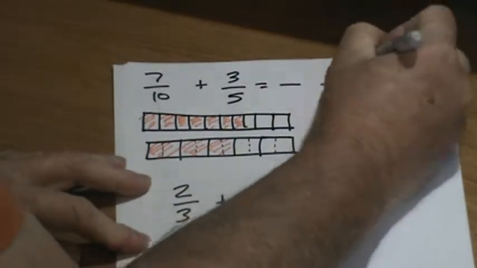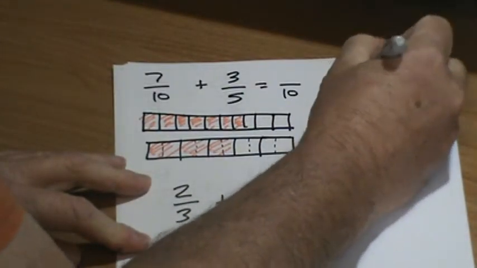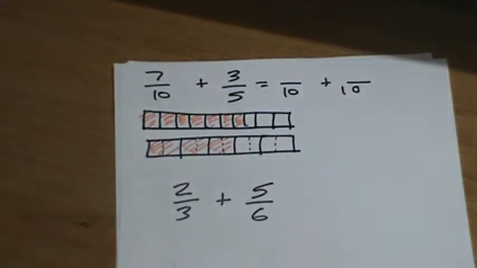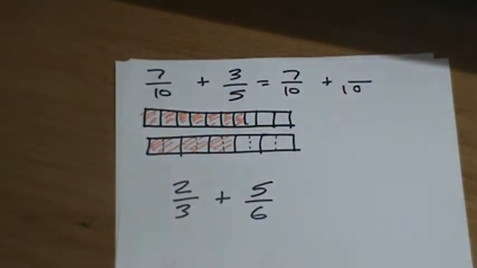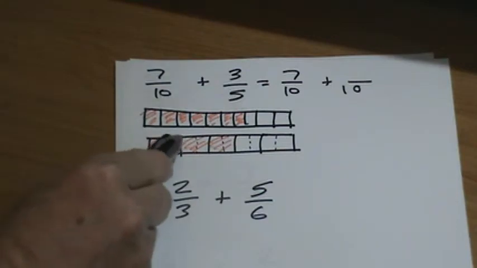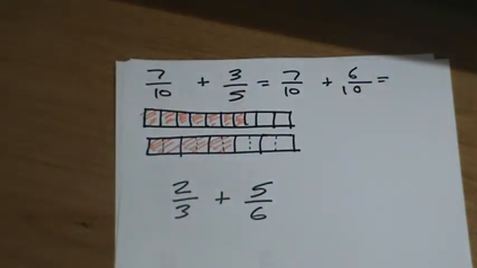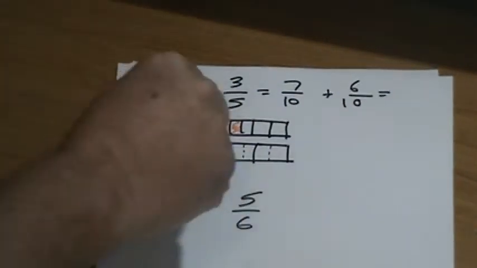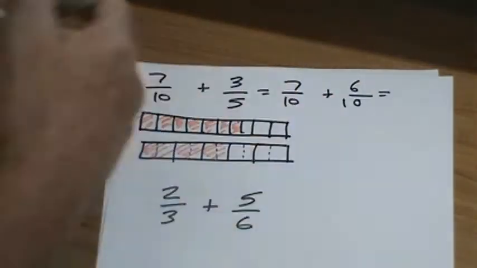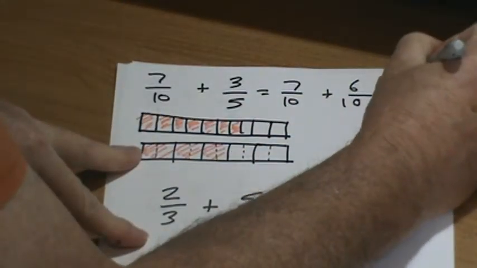So, right, we both have 10, 10. This stays 7. What did the 3 become? Well, 3 times 2 is 6, so it should be 6. 1, 2, 3, 4, 5, and 6. It is. So we have 7/10 plus 6/10. And what's that going to equal? Well, 7, 8, 9, 10, 11, 12, 13, 13/10.